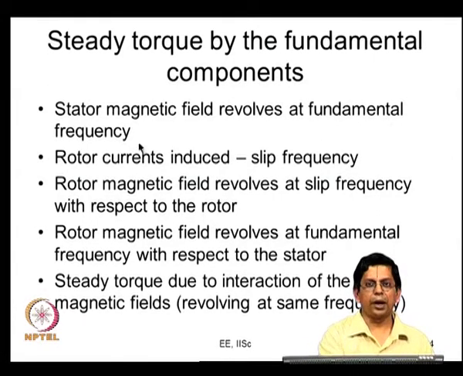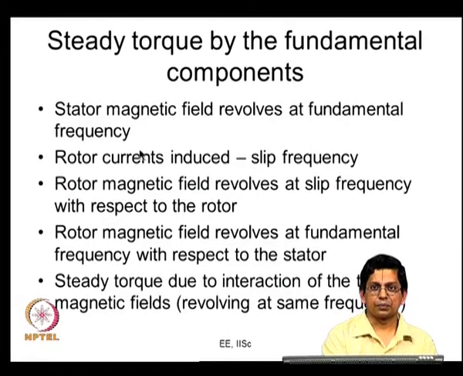If 50 hertz is being applied and the rotor is at standstill, what is the rotor current frequency induced? What happens to the rotor? The rotor sees a 50 hertz wave moving past it, and therefore there is an induced EMF in the rotor at 50 hertz frequency, and the rotor has a shorted path. So the rotor currents are going to flow, and the rotor current frequency is 50 hertz. So the rotor will now produce a magnetic field which rotates at 50 hertz while the rotor is at standstill.